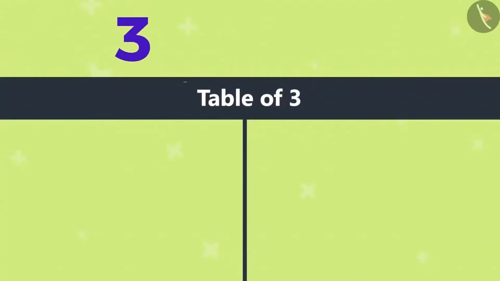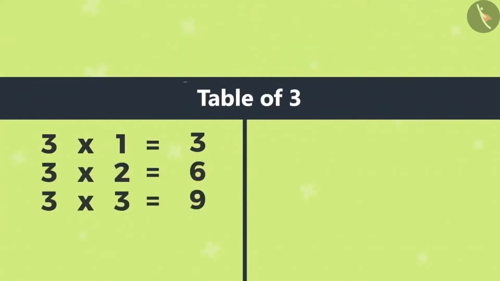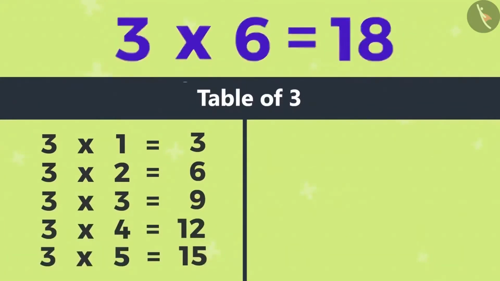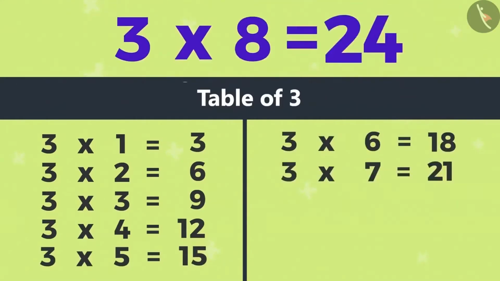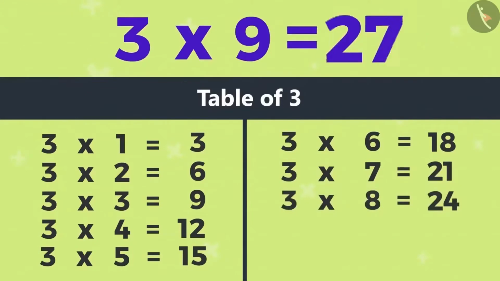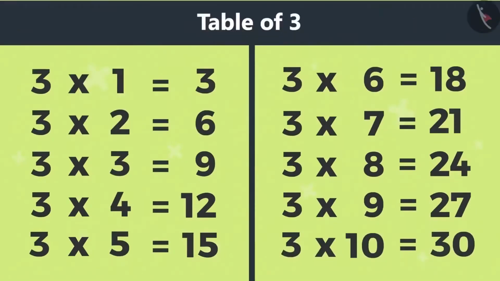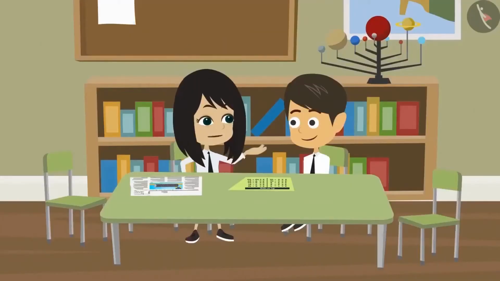Like this. 3 ones are 3, 3 twos are 6, 3 threes are 9, 3 fours are 12, 3 fives are 15, 3 sixes are 18, 3 sevens are 21, 3 eights are 24, 3 nines are 27, 3 tens are 30. This is very interesting. This way, anyone can remember the multiplication table of 3.